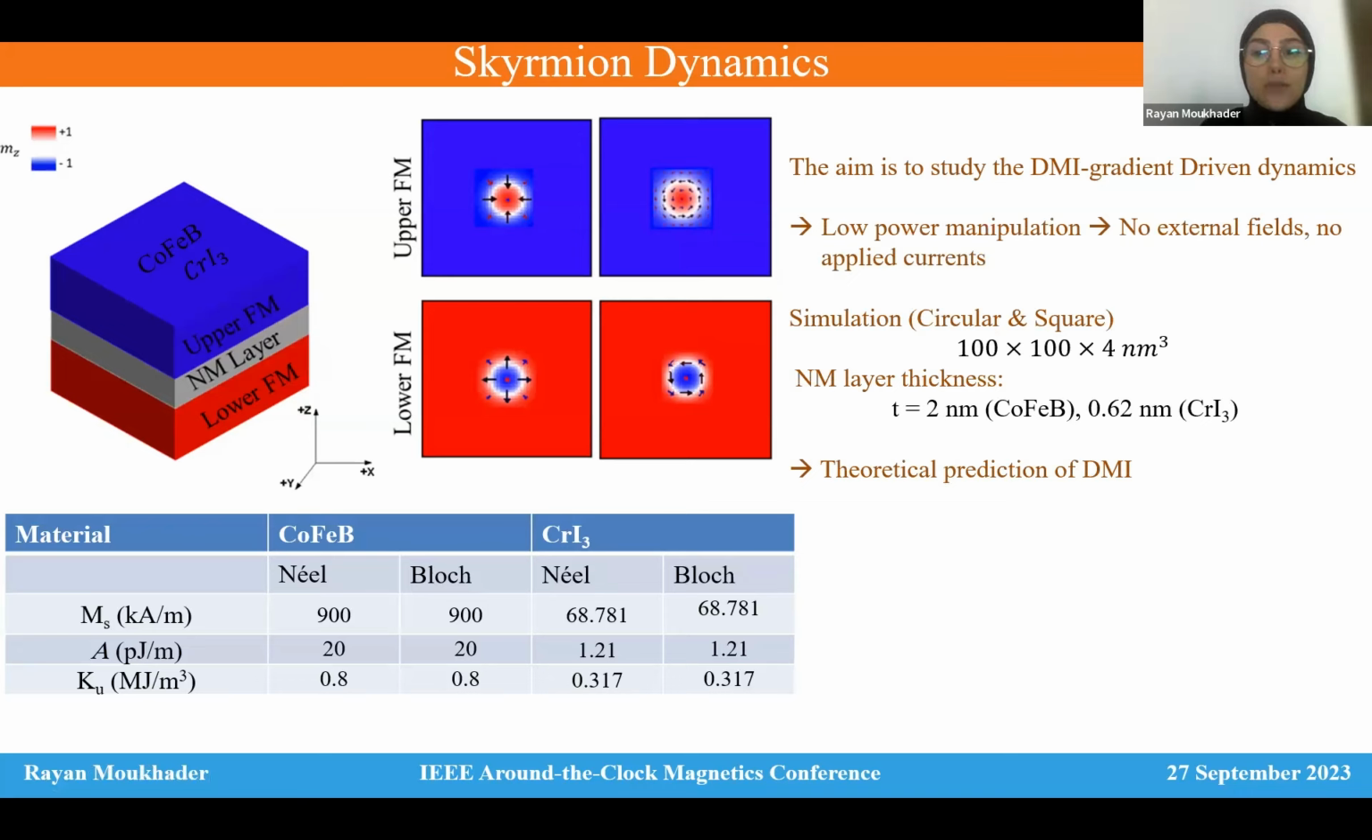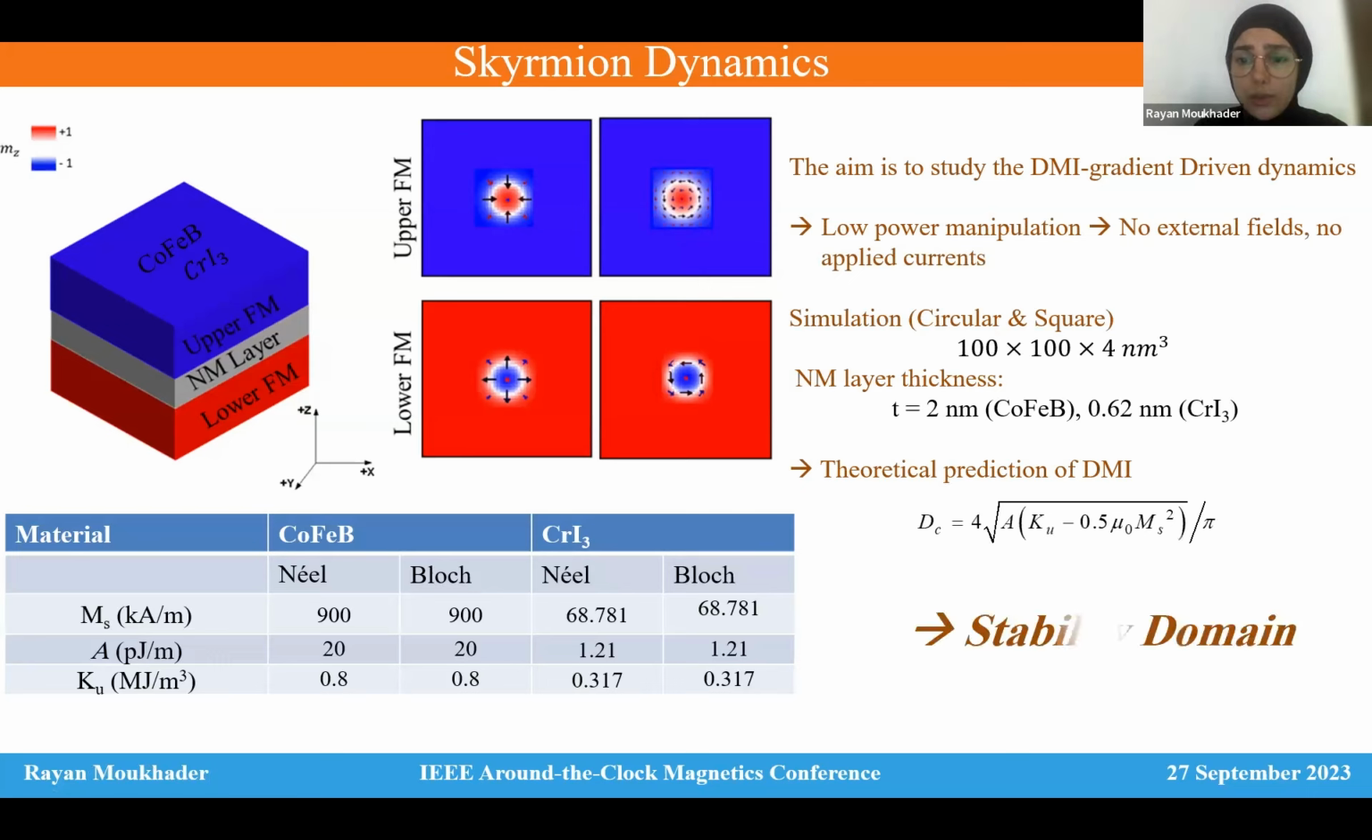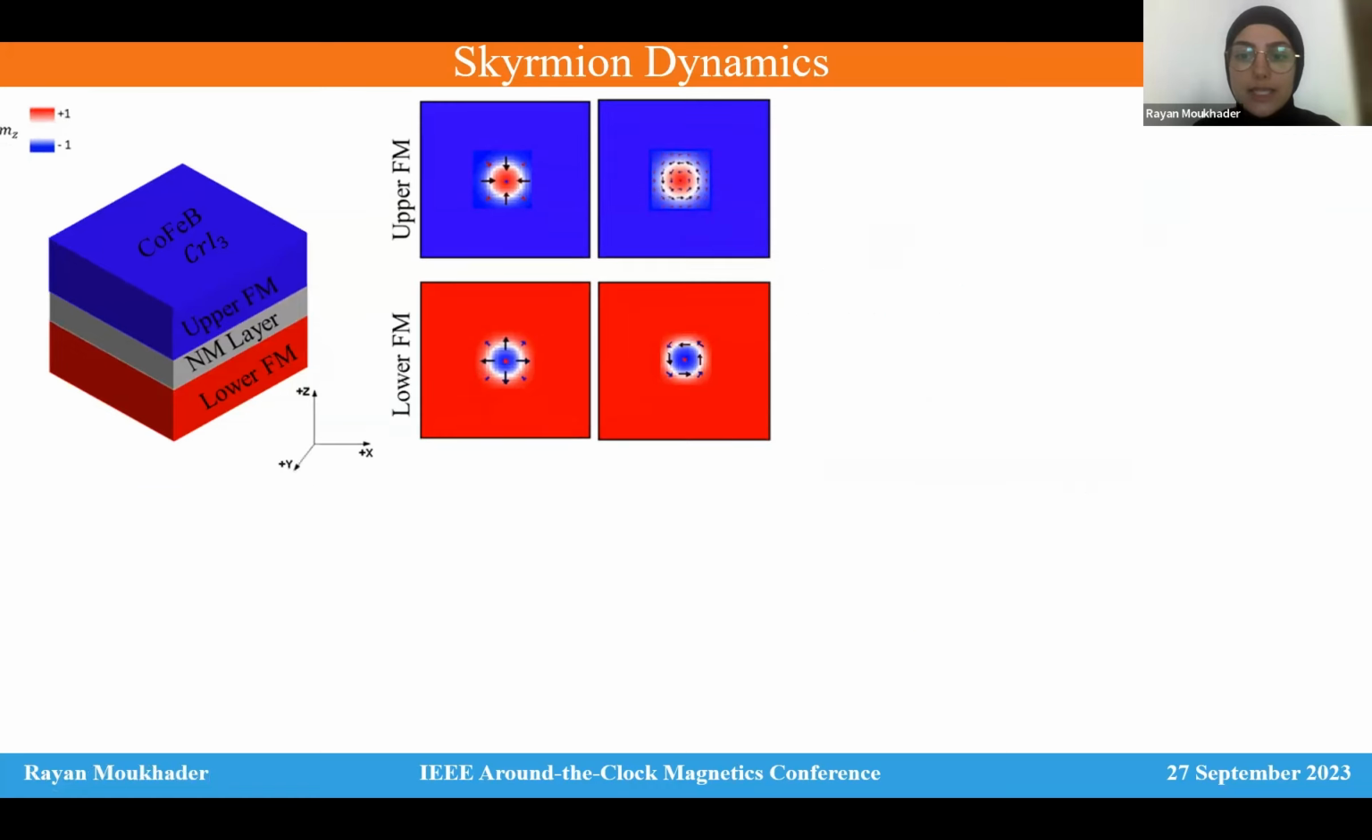We considered two geometries, circular and square, but due to some limitations, we are going to discuss only the square sample. We get the DMI stability domain by micromagnetic simulations, and they were confirmed by theoretical predictions.